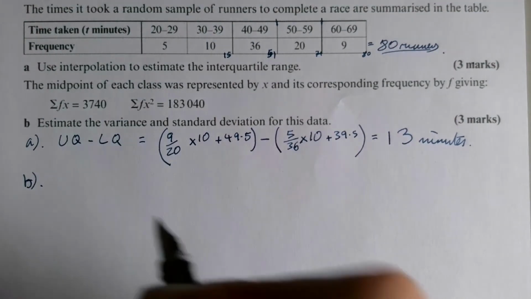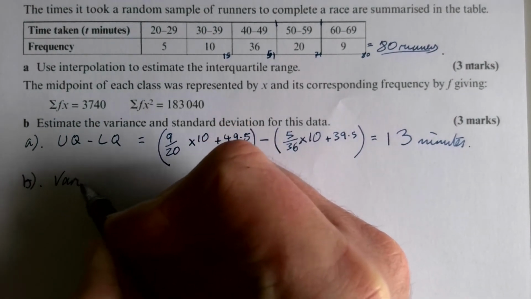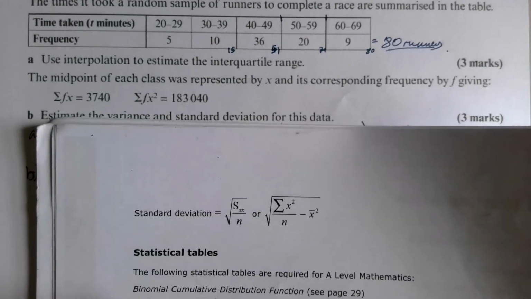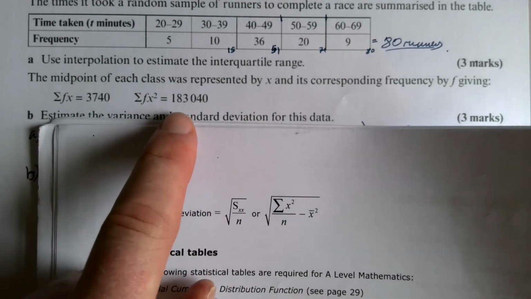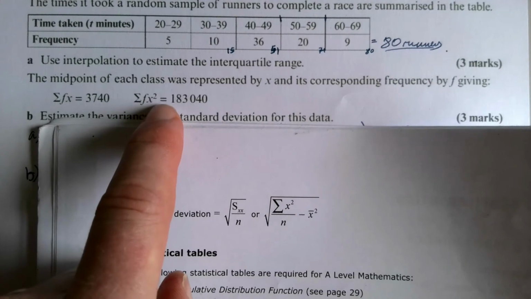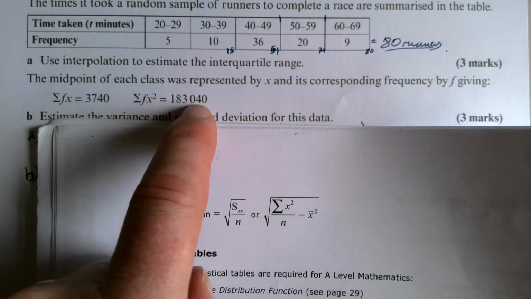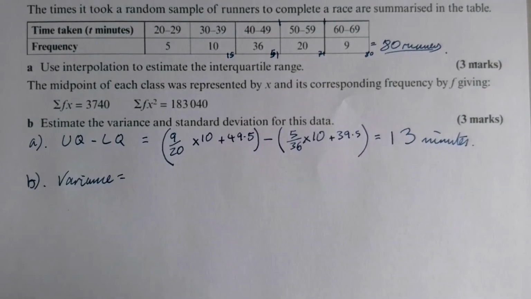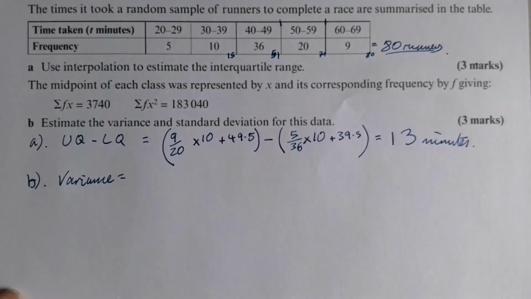So the first thing I'm going to do is write down that variance equals, and then which one of these is going to be the most like this? Well, I can see f of x squared there, so I'm going to write down this one and then plug in my values. So pause the video and have a go at doing that, and then I'll show you what I've got.